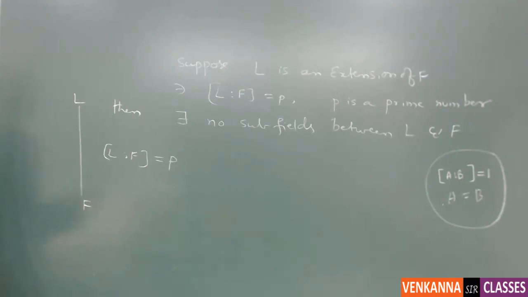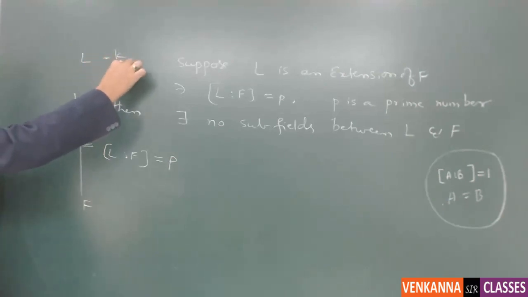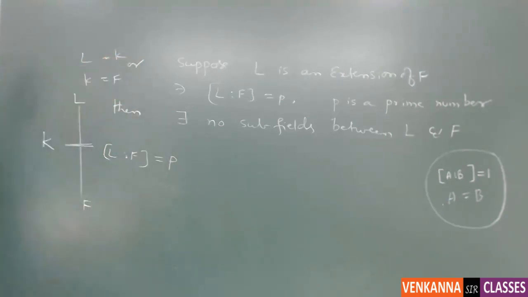Now, how are we going to prove this? Let us say I have taken a subfield K between the two. Now what I am saying is that either L is equal to K or K is equal to F. Then we are indirectly saying that there is no subfield lying between these two. Accepted? There is no subfield which is lying between these two. That is indirectly what I am saying. Yes or no?